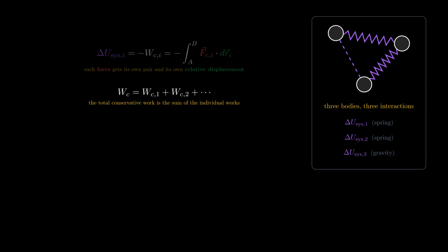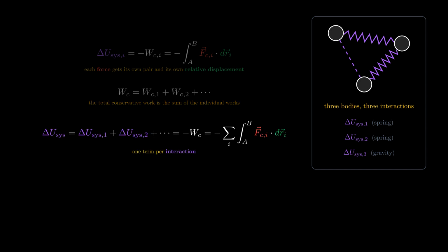Real systems rarely contain a single interaction. Suppose several conservative internal forces act, each between its own pair of objects. Take any one of them. Its change in potential energy is the negative of the work that force does: the integral from state A to state B of that force dotted with its own relative displacement. Work is additive. The total conservative work is the sum of the individual works. Therefore, the total change in potential energy is the sum of the individual changes, one term per interaction.